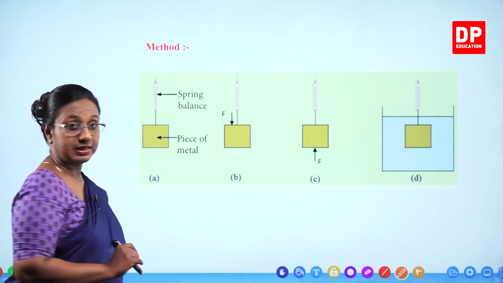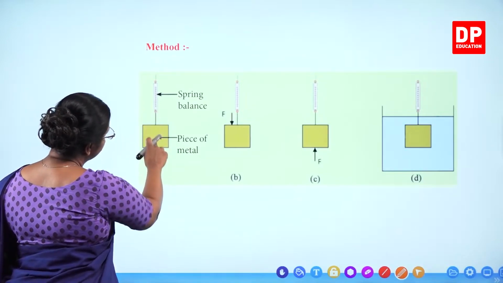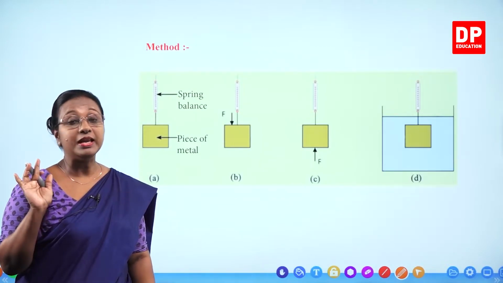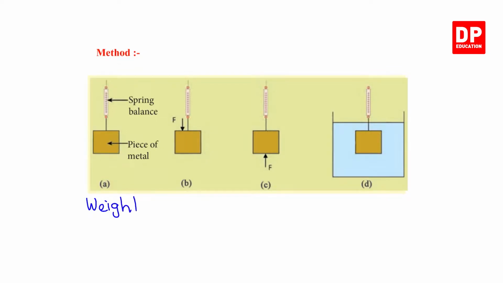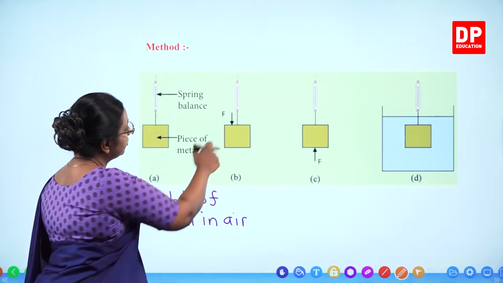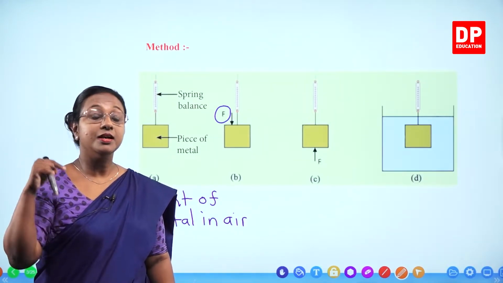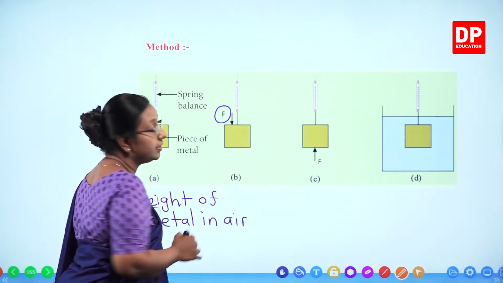So this is the method. First we will suspend the piece of metal. We will attach it to the spring balance and get the weight of the metal in air. That is the first instance. Then the second instance. Now you can see this F there. You give a push to the metal downwards. Push the object downwards while it is hanging from the balance.